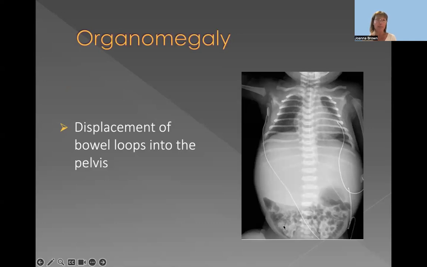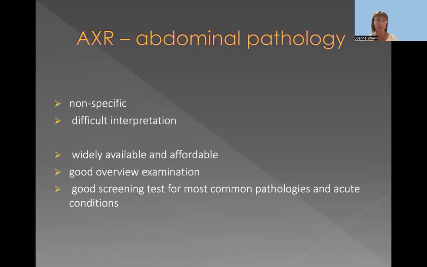Always remember that the displacement of the bowel loops could be due to organomegaly, as in this child, or it could be due to malignancy or lesions arising from any of the solid abdominal organs.